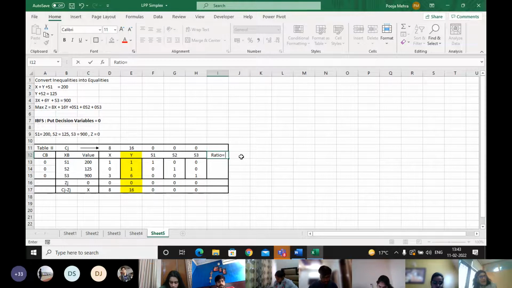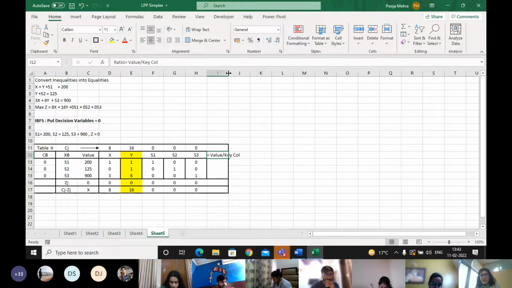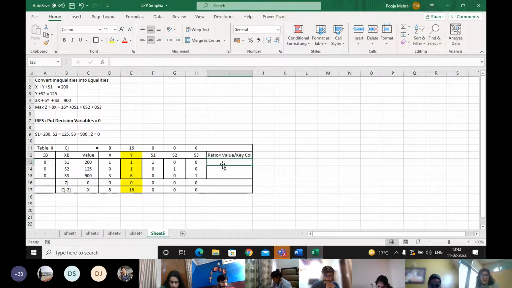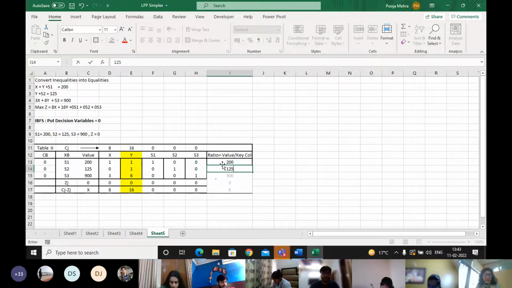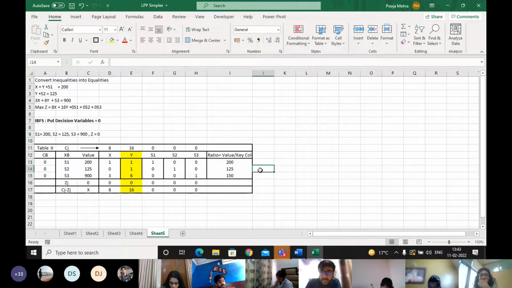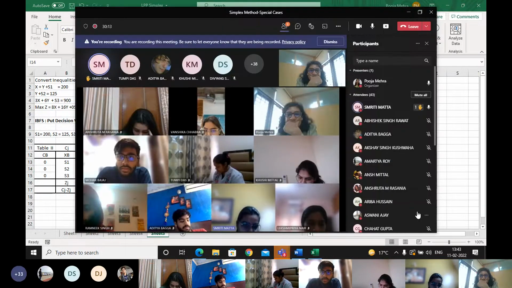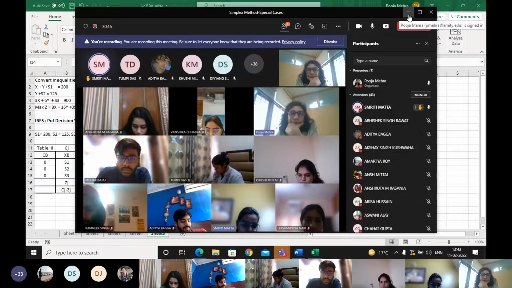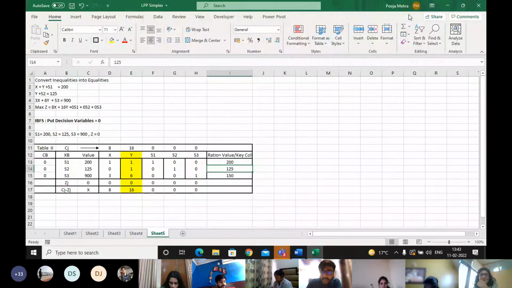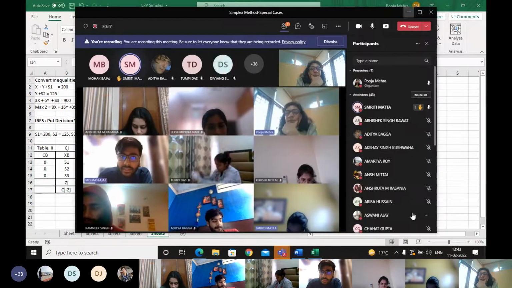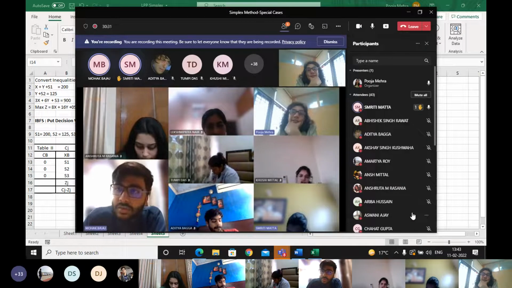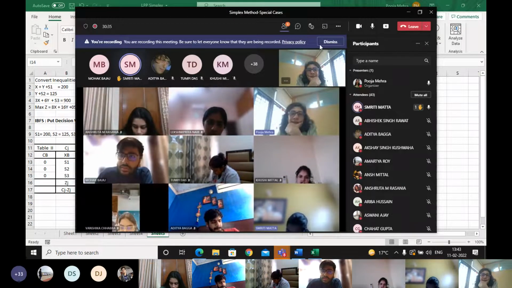And how do we calculate the key ratio, Smriti? Ma'am, value divided by key cell, key column. Yes, calculate. Ma'am, it's 100, 125 and 150. Criteria for selecting the ratio? Ma'am, least positive. Yes, Mohak. Ma'am, the criteria is least positive, but if the ratio comes out negative, then we should not select it. Negative ratios are not selected. Least positive is the criteria, and not zero. Least positive is the criteria, my dear. Okay.